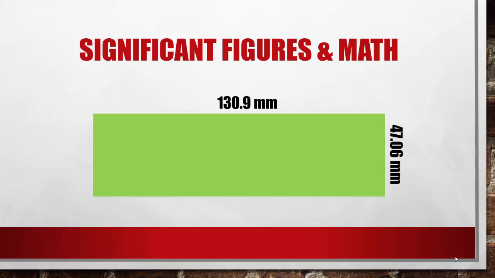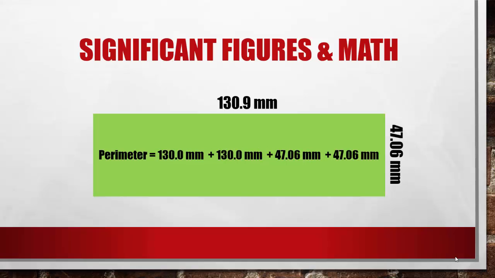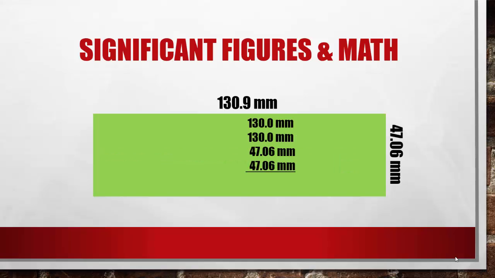We've remeasured it and we realize that it's 130.9 millimeters by 47.06 millimeters. What's the perimeter of this rectangle? Well, the perimeter is the length plus the length plus the width plus the width. So we plug the numbers in, set them up to be added.